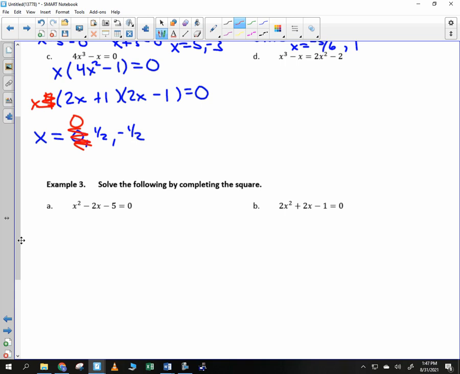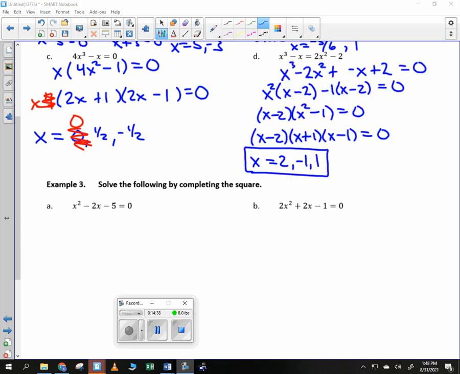You try letter D on your own, see where you get. Go. I'll work slowly behind you. As you finish up, you can glance up and check to see where you were at.